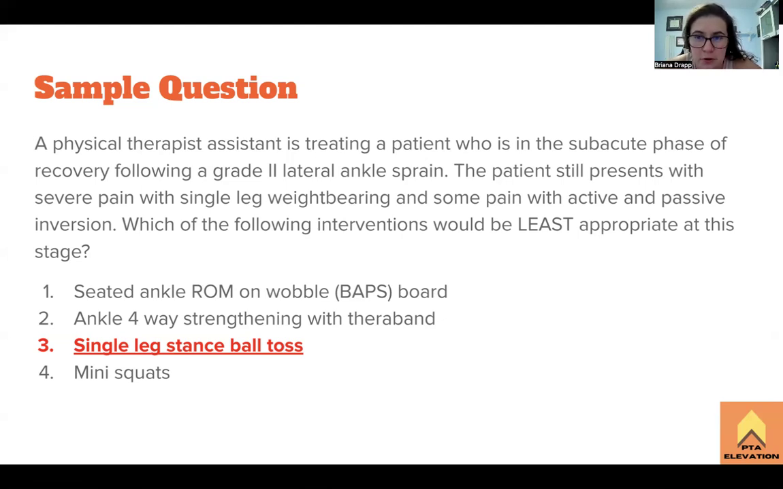You don't want to push too hard forward, because if you're pushing somebody who's already in pain, we're increasing that inflammatory process and just starting it over and over again. So basically with this, I want you to notice that this is too far of a progression. They're not ready for that yet. Maybe once they're in that chronic phase and the pain has decreased, then we're going to move to this single leg stance ball toss.